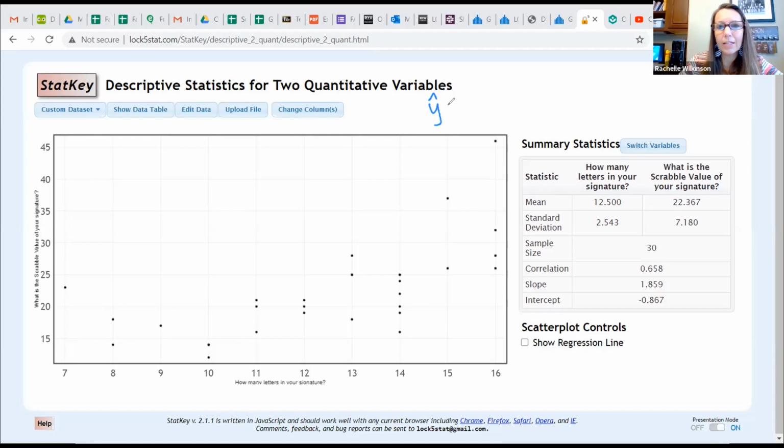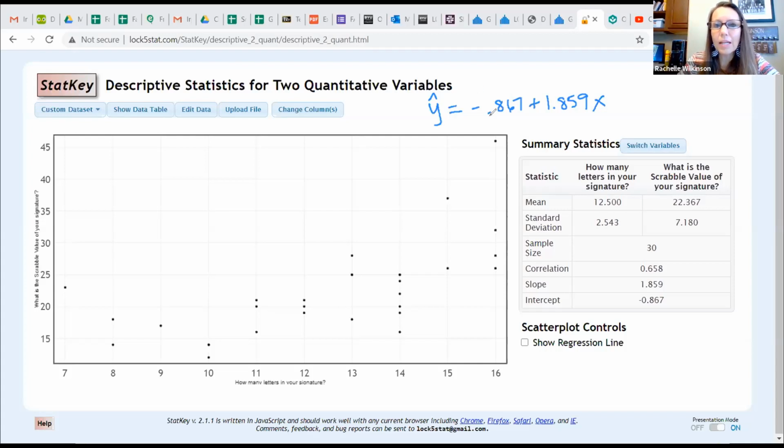So I'm gonna have y hat is equal to, then I'm gonna put my intercept. So my intercept is negative 0.867. And then my slope is positive 1.859. So I'm going to say plus 1.859 times x. And instead of x, if you put signature or name or something like that, then that again would also be totally fine. So this is the equation for the least squares regression line.